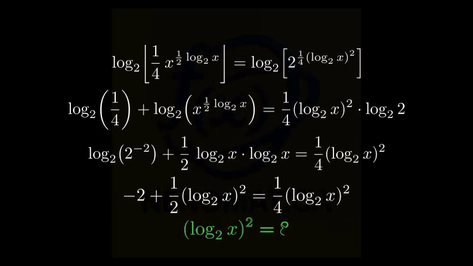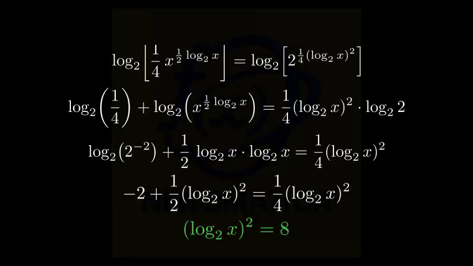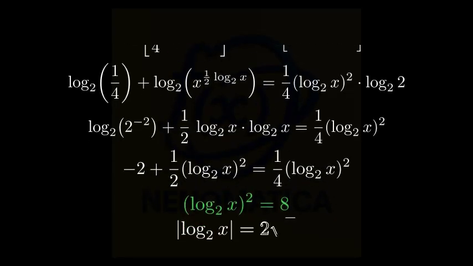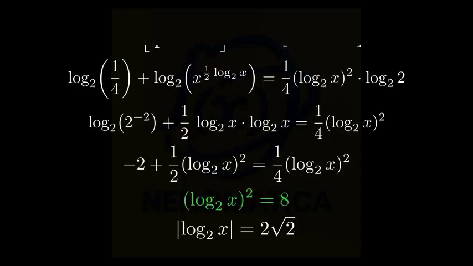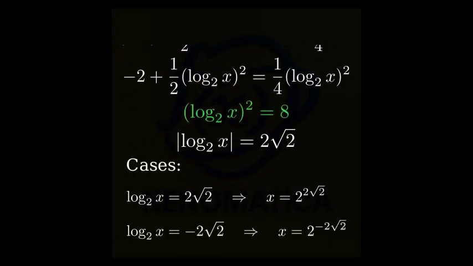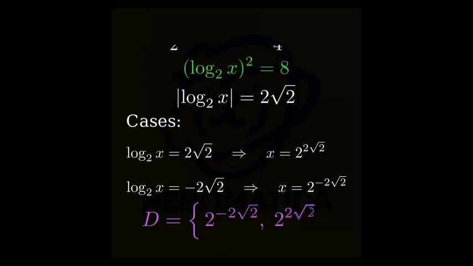Step 5. Move the quarter term to the left and combine. This yields the square of log base 2 of x equals 8. Step 6. Take the square root of both sides, which introduces an absolute value. Step 7. Split into two cases and convert from logarithmic to exponential form.